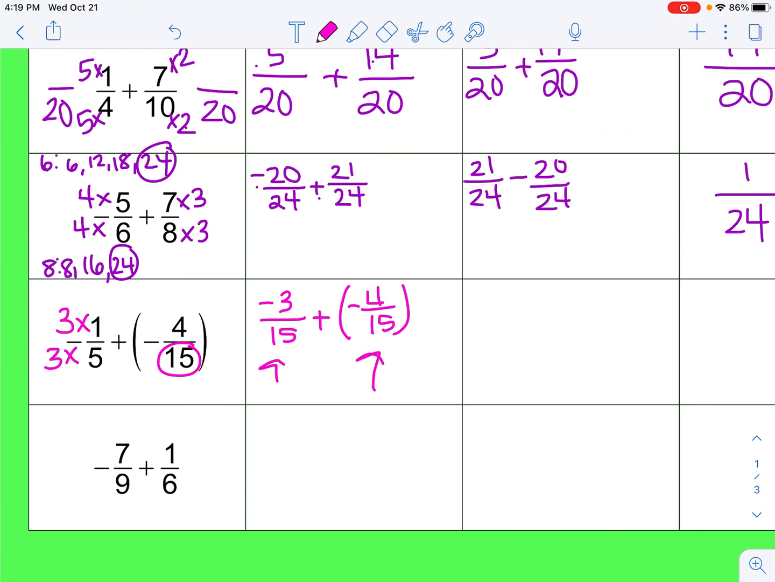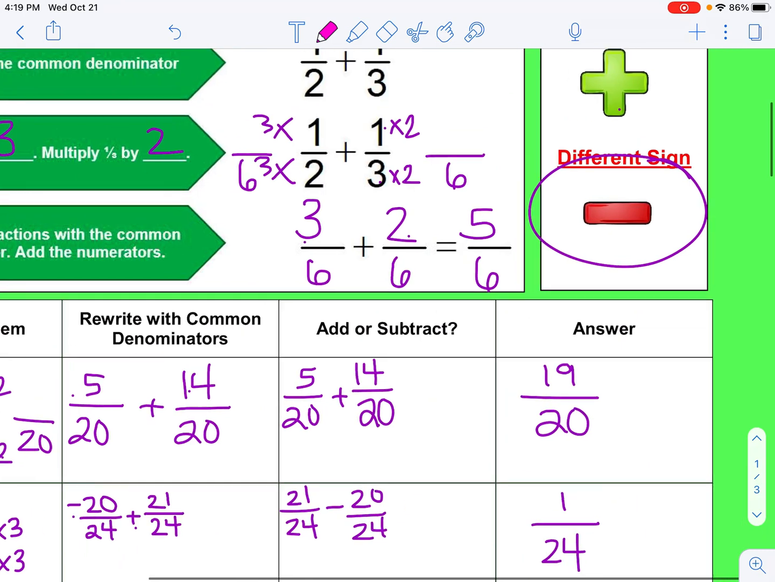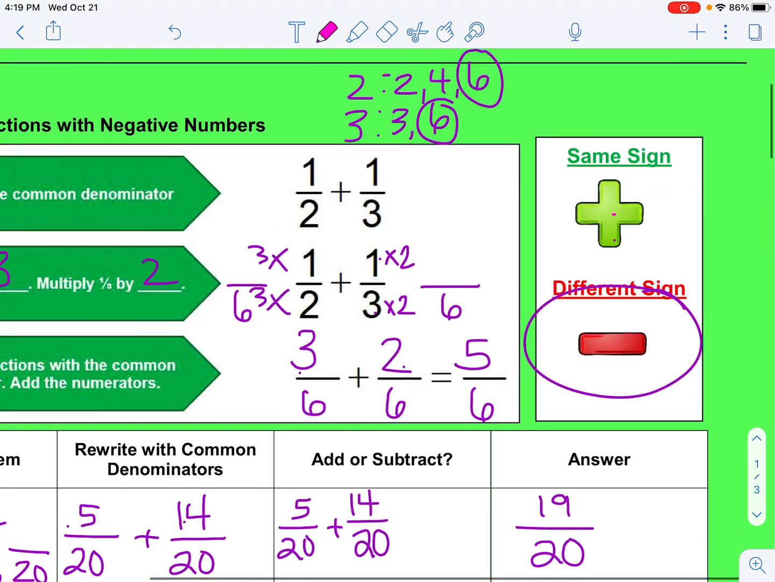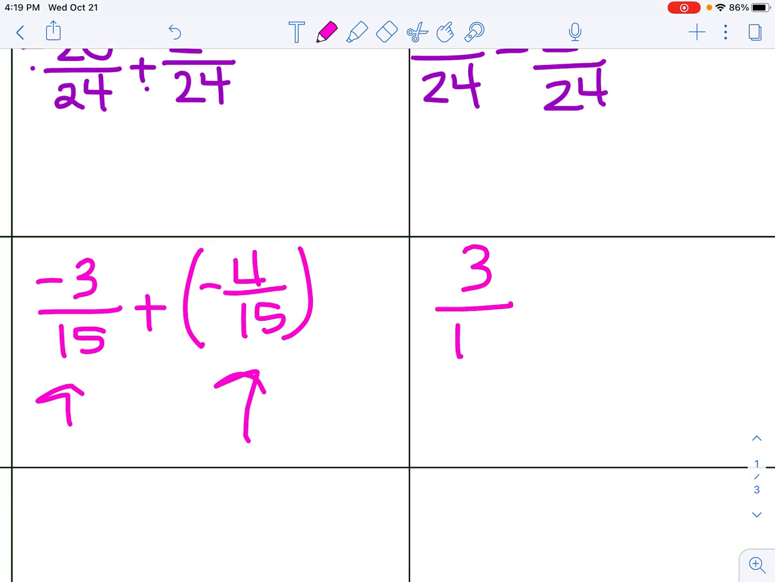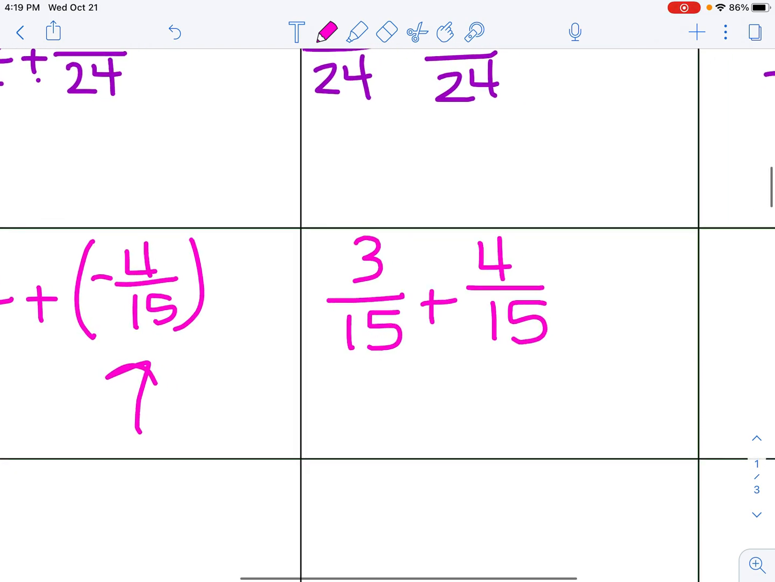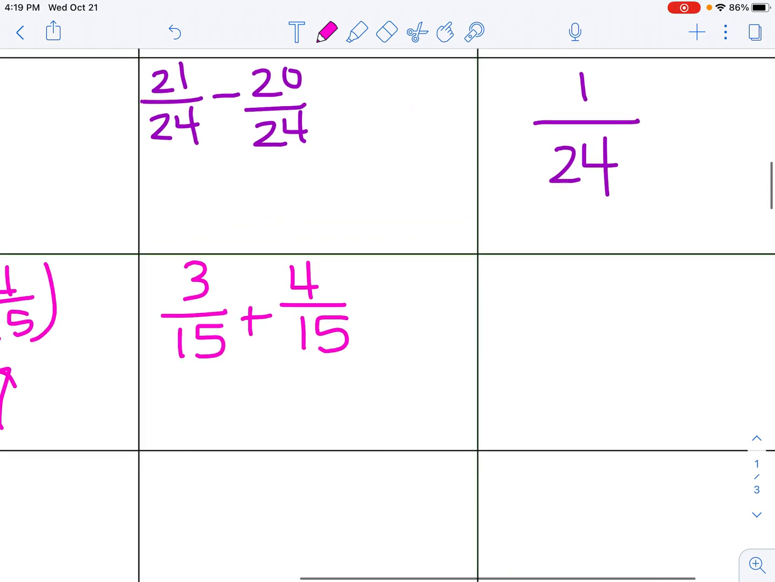Alright, I have a negative and a negative. So both my signs are the same, which tells me I am adding my numbers. Okay, so we're going to ignore our negatives. I have 3 over 15 plus 4 over 15. And both my numbers are negative that I'm adding. I know my answer is going to be negative. So now we just add like normal. 3 plus 4 gives me 7, and my denominator stays the same.